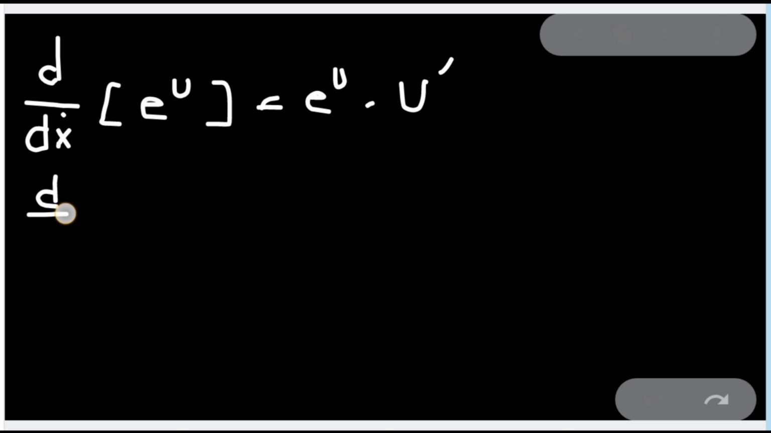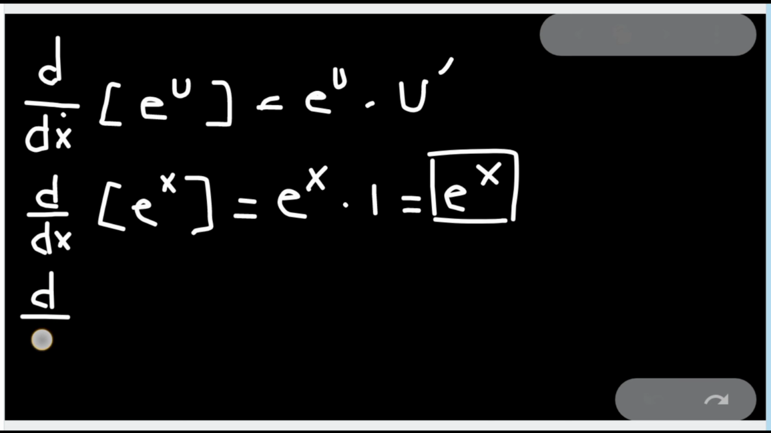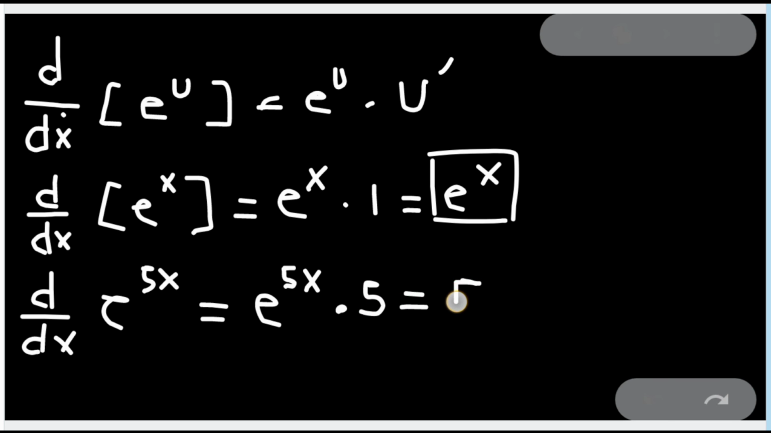Let's say we have the derivative of e raised to x. So our u here is x. So let's copy e raised to x and get the derivative of x, which is 1. So our answer is just simply e raised to x. Let's try another example. Let's say we have the derivative of e raised to 5x. We just simply copy e raised to 5x. Then let's get the derivative of 5x. The derivative of 5x is 5. So we have now 5 times e raised to 5x.